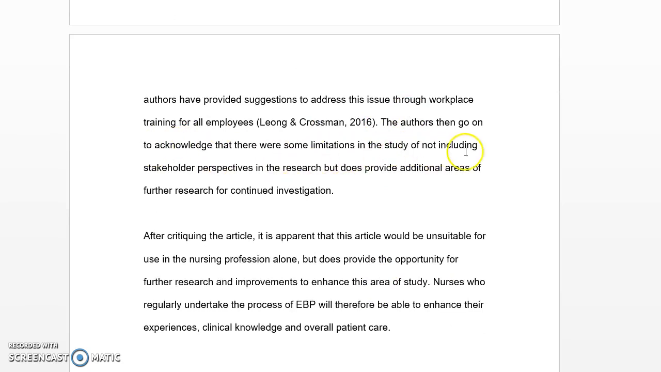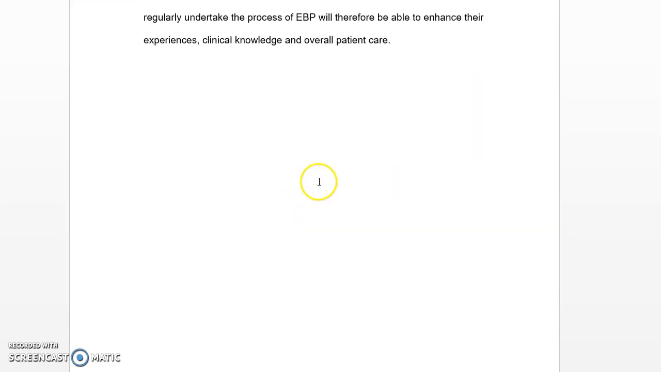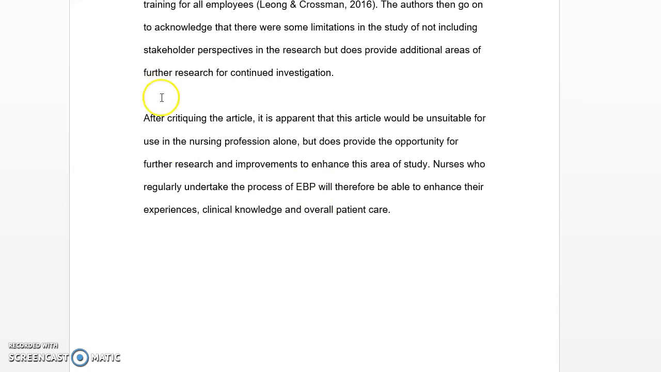Then go on to acknowledge there are some limitations. Okay, so she talks about what the authors talk about. Then she says, but does not including stakeholder perspectives, but doesn't provide additional areas of further research. Okay, nice. All right, now look at this. Lovely. Now she's made a recommendation here. Not all people would need to do that because they're not clear enough about it. Unsuitable for use in the profession alone, but does provide opportunity for further research.